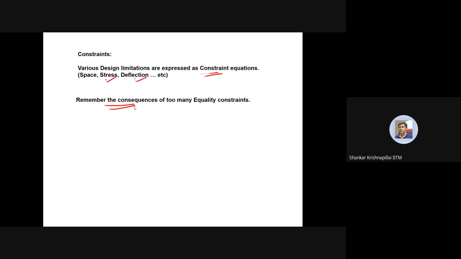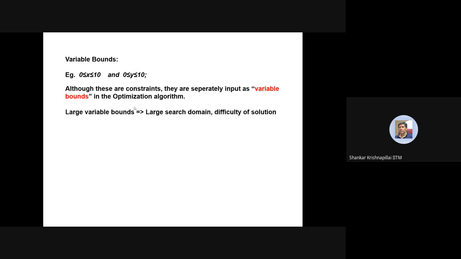Another type of constraint is the variable bound. Suppose x and y are optimization variables, you can give variable bounds, like x can vary from 0 to 10, y can vary from 0 to 10. Large variable bounds will give a large search domain and difficult solutions. So you have to minimize the variable bounds as much as possible for quick convergence of the algorithm.